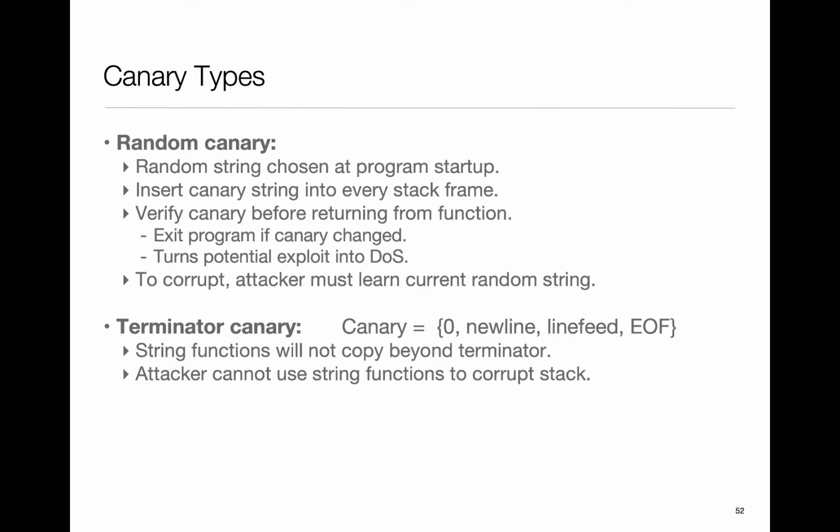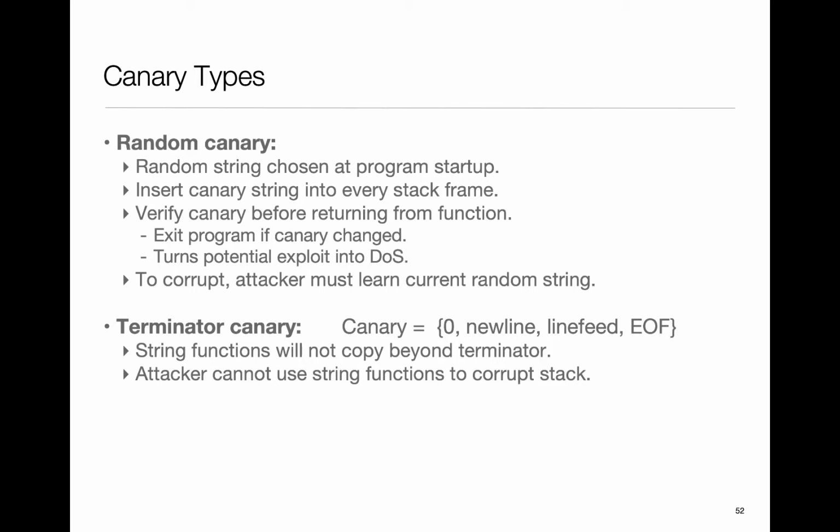So there are multiple canary types. The first being the random canary, where we have a random string chosen at the program startup, and you would insert the canary into every stack frame. This is so that you would verify the canary before returning from every function, and you would exit the program if the canary has changed. And so this, although it still wouldn't prevent the buffer overflow, it would at least detect the buffer overflow, and it would turn any exploit into a denial of service.